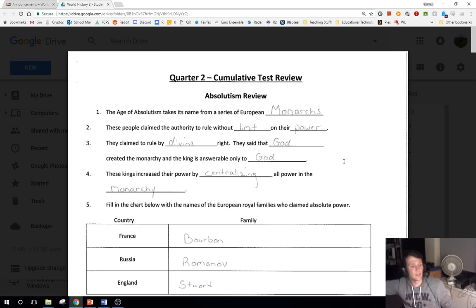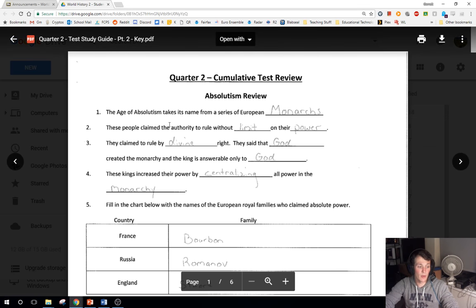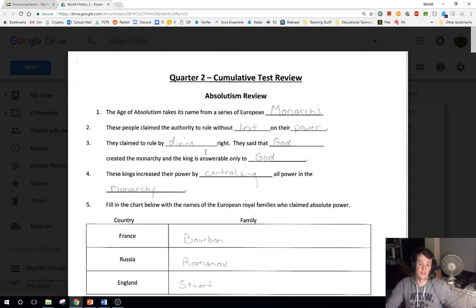The age of absolutism gets its name from a series of monarchs in Europe, and many of these monarchs claim that they have authority without limit. There's no limit on their authority. That's what absolutism means, absolute power. They can do whatever they want. Many of these people say this because they rule by what is known as divine right, divine meaning God and religious.